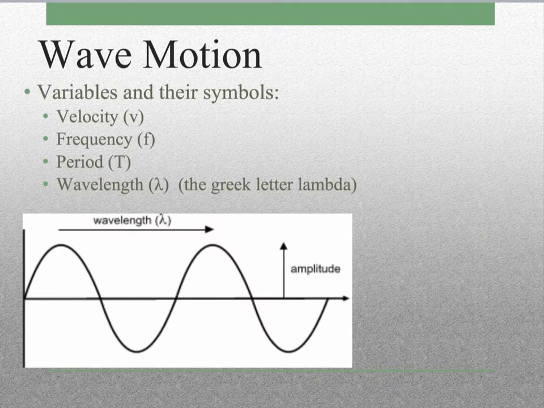So here we have some additional variables. We use v for velocity like before, f for frequency, T for period, and lambda, the Greek letter lambda, is what we use for wavelength. I don't know if it's the proper way to write it or not, but the way that I write it is I do the up first and then I drop that down.